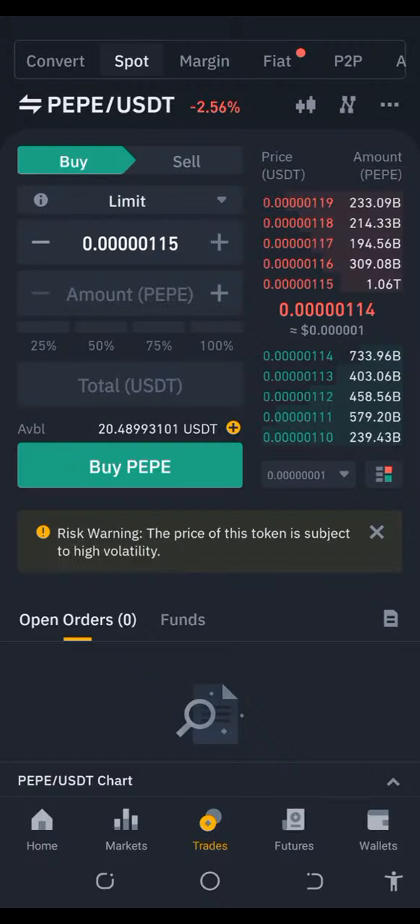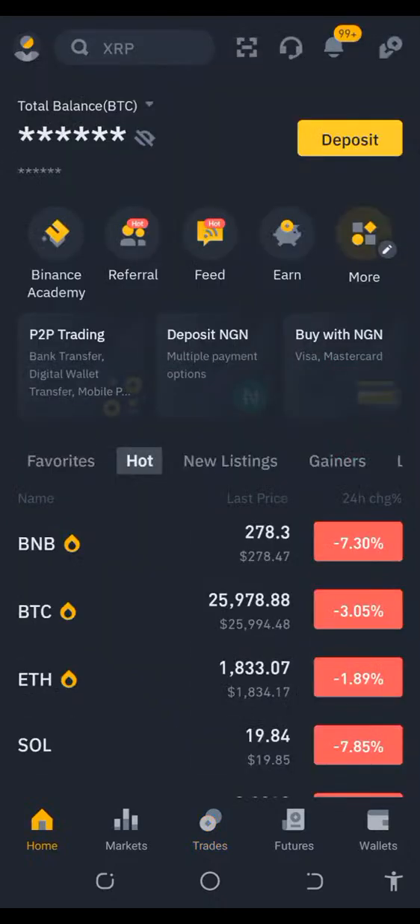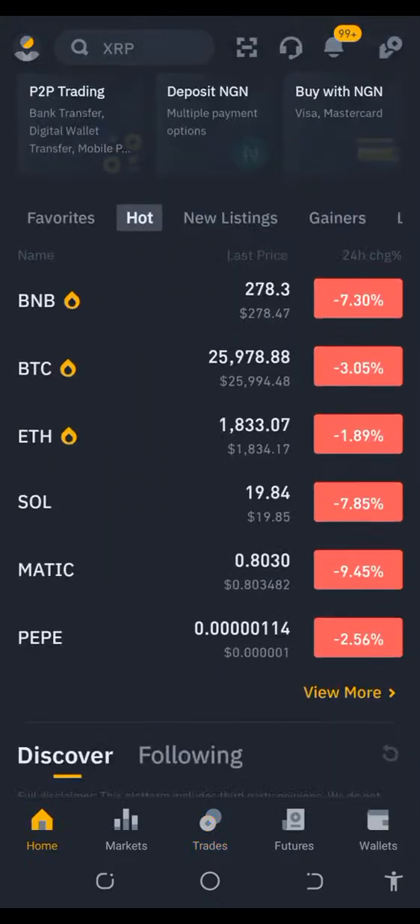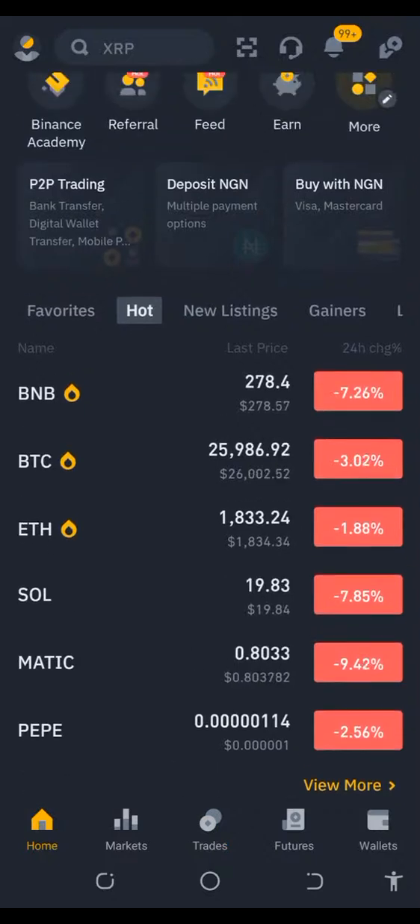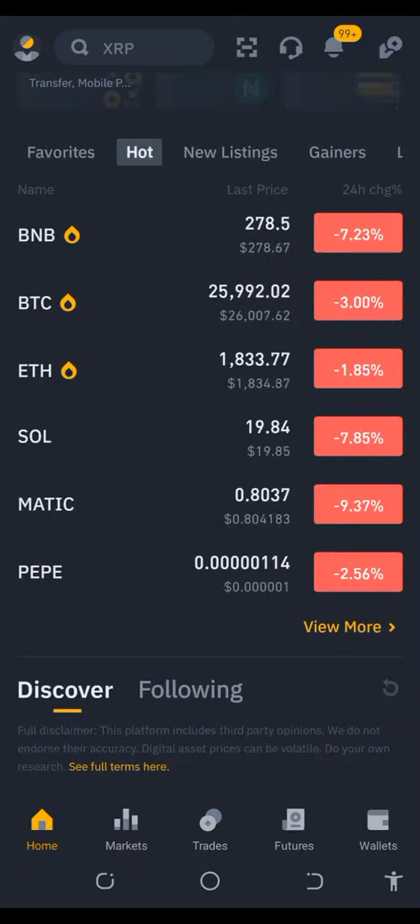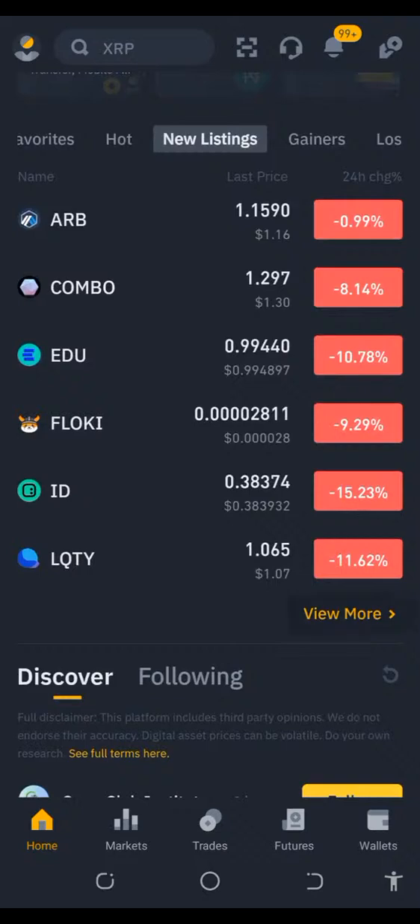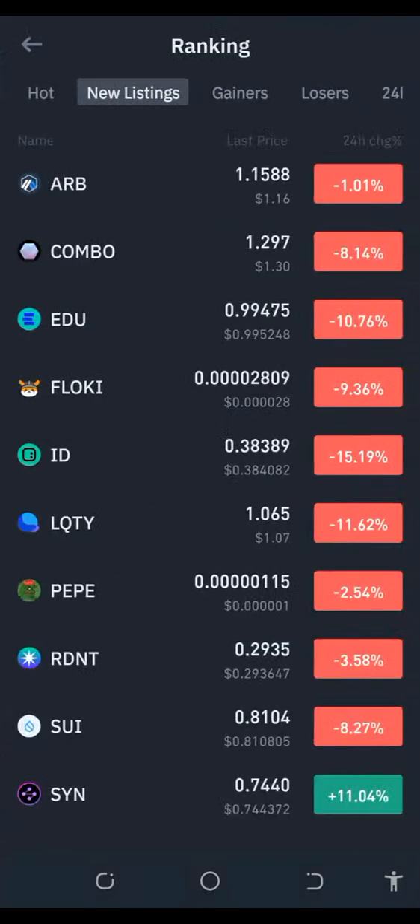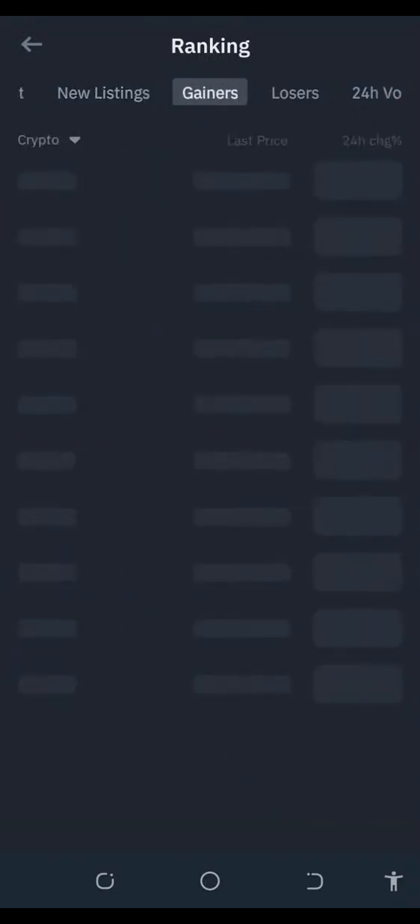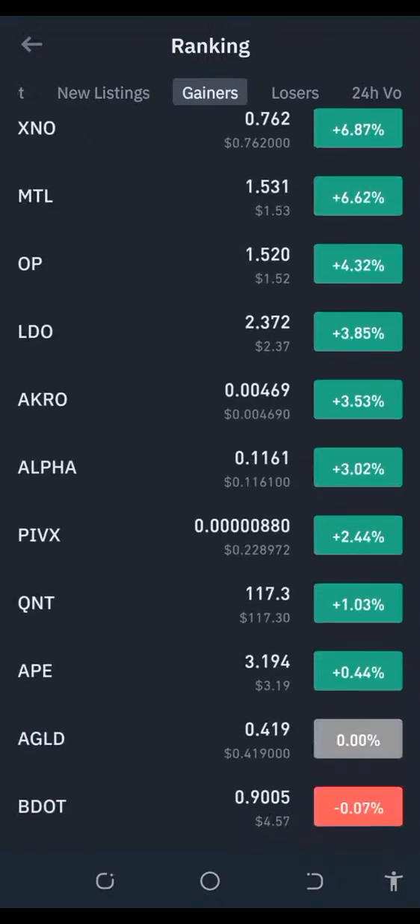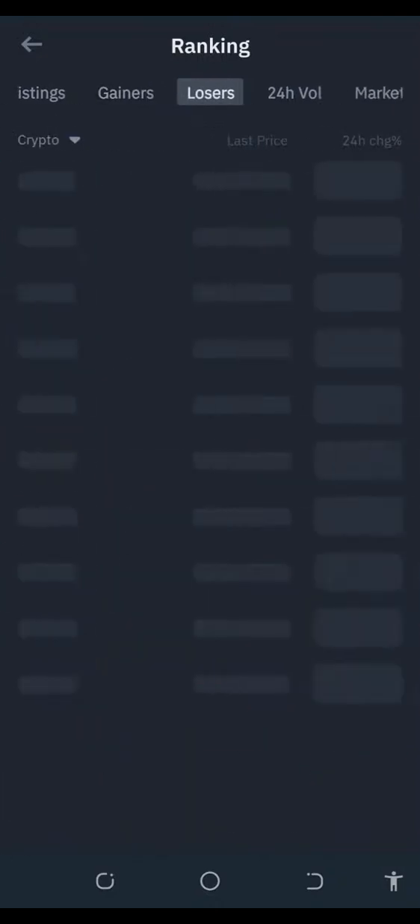But when I went back to check the status, I saw it was amongst the losers. Normally you should go and look, it's currently on hot. But if you look at it on new listings, you might find it somewhere there, because Pepper is on the new listings, but it's not high up. It's just somewhere down. If you look at the gainers, I don't think it's there for now. Yeah, it's not there. It's actually on losers.